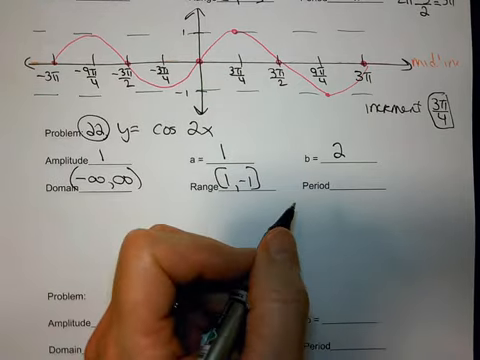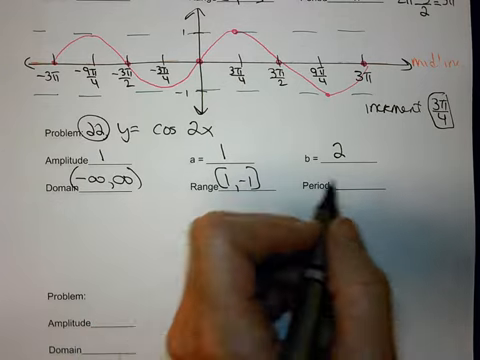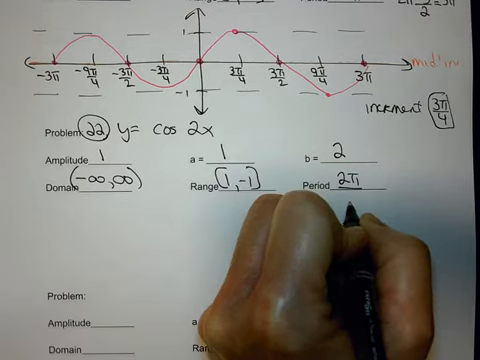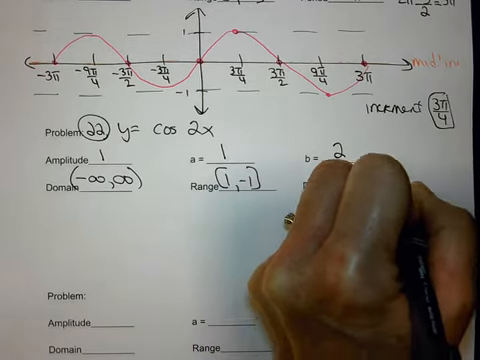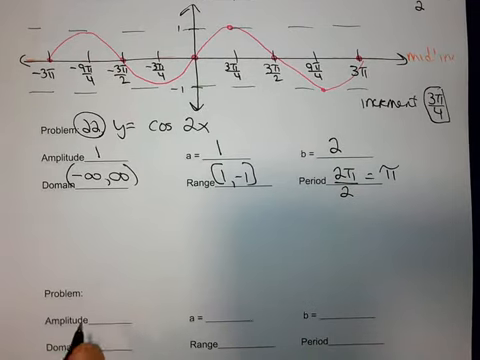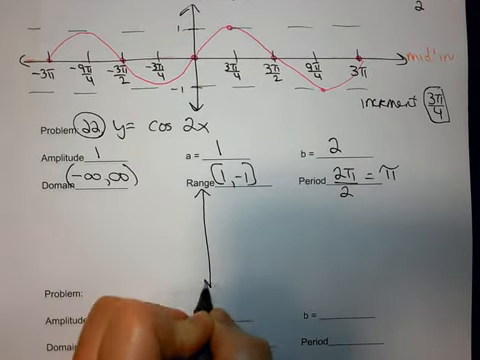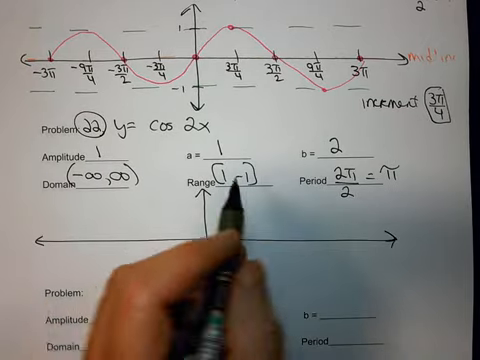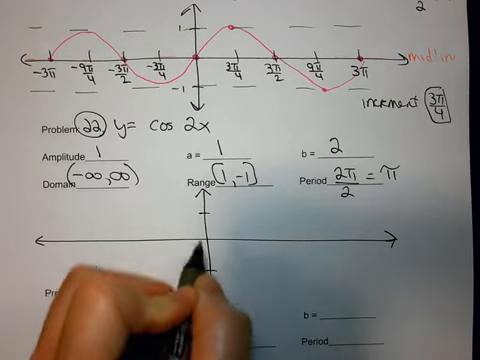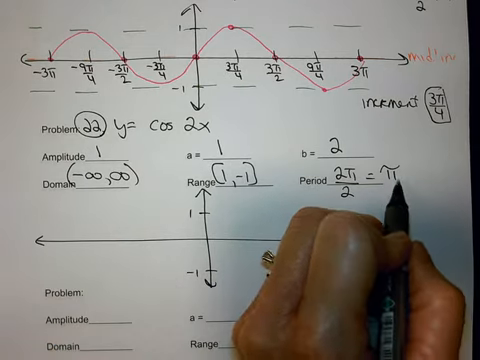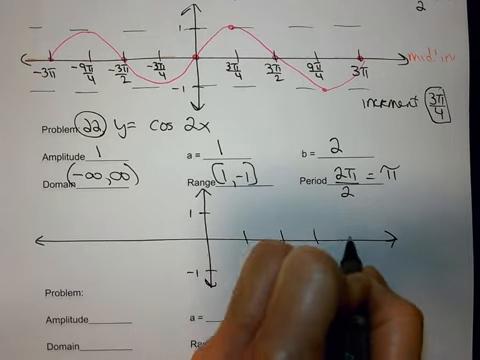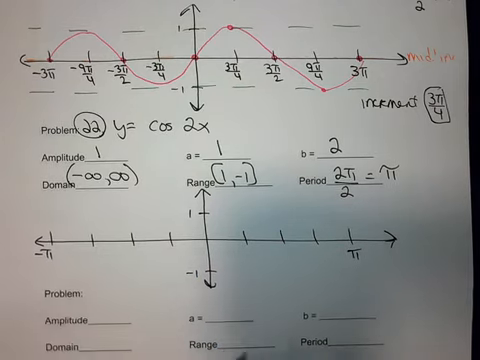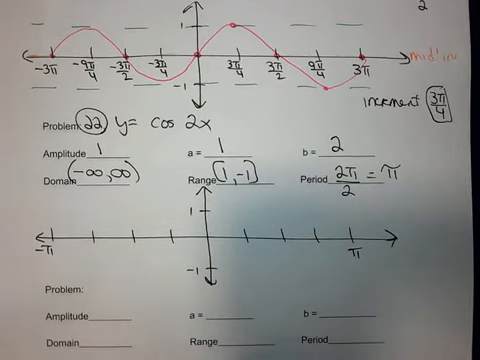Okay, so if we do our period, again 2 pi over b, and the b in this case is a 2, so our period is actually pi. So if we make our picture, we know we're only going to go up and down by 1, and we know we're going to come out to pi. So 1, 2, 3, 4, that's going to be pi. 1, 2, 3, 4, negative pi. Okay, we fill in these other 4 spots then.